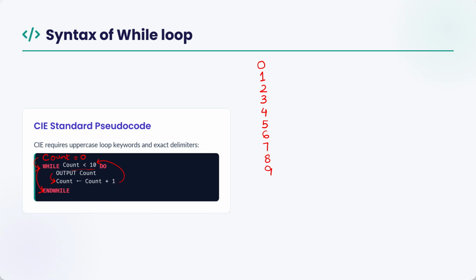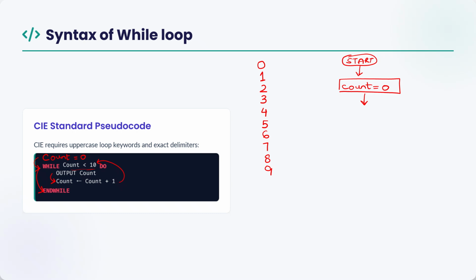Now let's consider if we have to make the flowchart for this program. We will begin with start, move on to initializing the value of count first. So we are going to integrate it within the rectangle. Count is equal to 0.